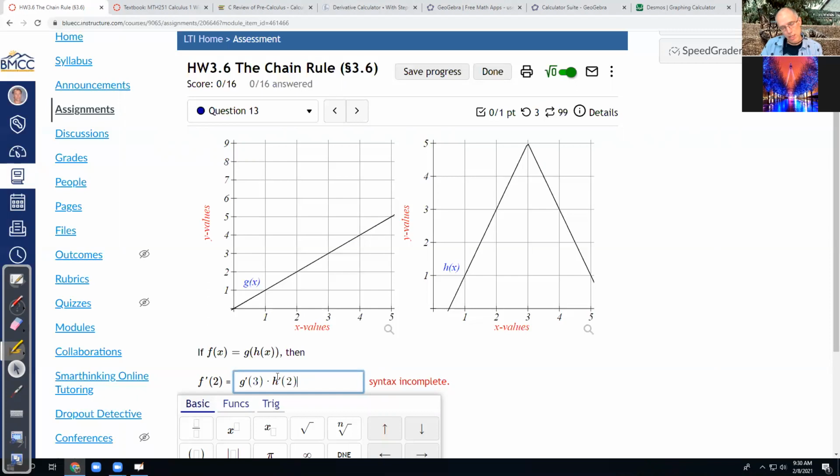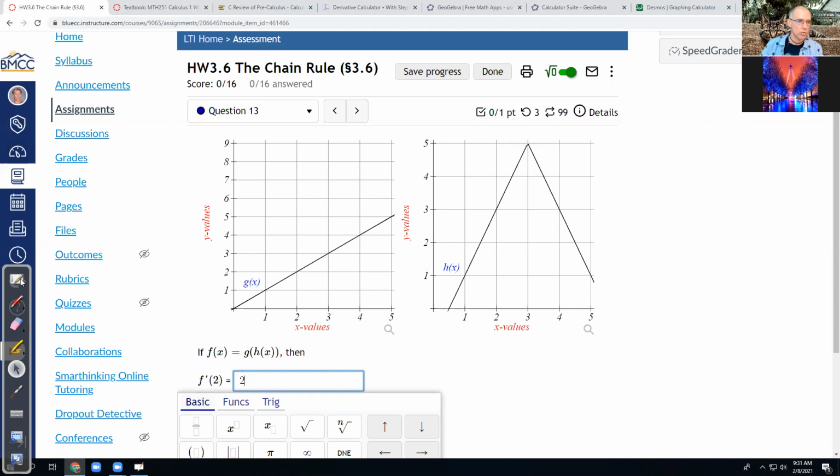All right, so g prime and h prime are just slope. So we look above and say, g evaluated at 3, well, the slope is the same everywhere, so it doesn't really matter. It looks like it's going up 1 over 1, up 1 over 1, up 1 over 1. So g prime evaluated at 3, the slope is always 1. Times, what's the slope of h at 2? So that's this side, which is important to know. And the slope there looks like it's up 2, right 1, up 2, right 1. So as long as we're on this side, the slope is 2. So the answer is 2 times 1, which is 2.